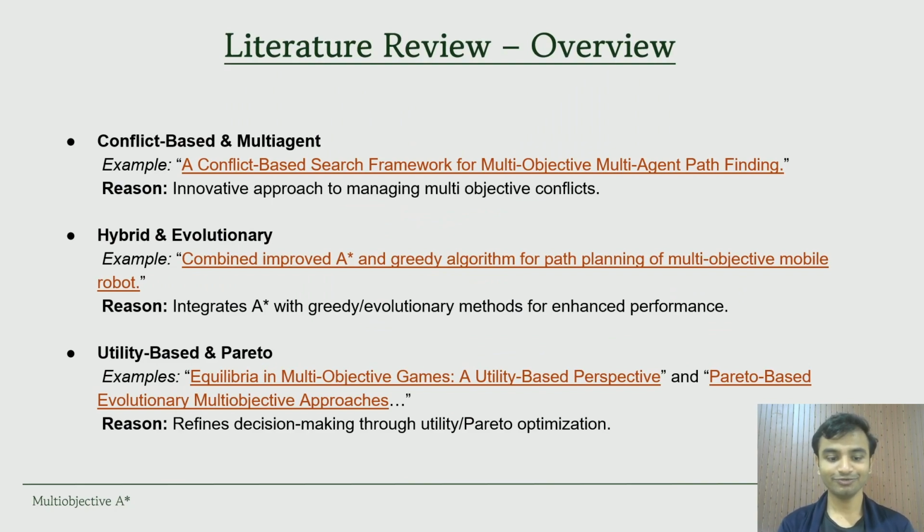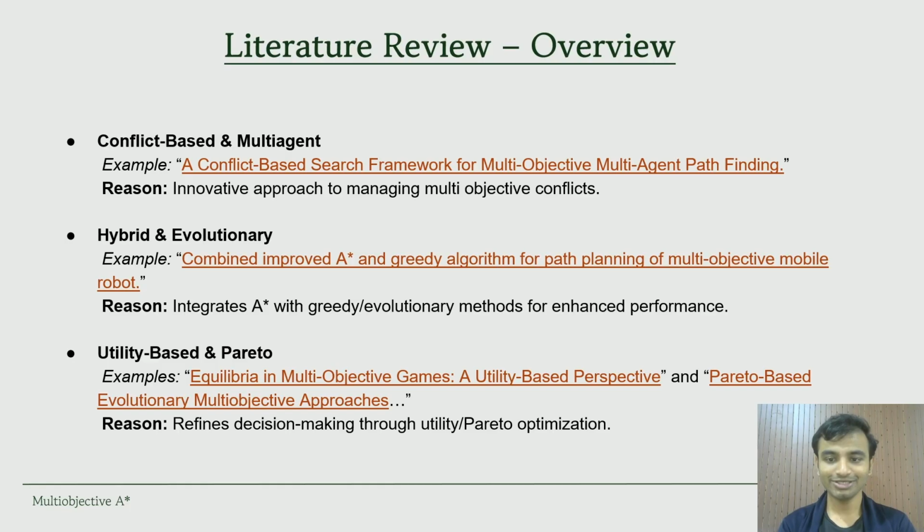In the literature review, we reviewed 15 papers, and we categorized those papers in 3 brackets. First one is conflict-based and multi-agent. In the conflict-based and multi-agent category, we managed the multi-agent objective for the conflicts of the different multi-objective A-star models. Then there is the second one, which is the hybrid evolutionary model. In the hybrid evolutionary model, there is A star and grid evolutionary that we combine to enhance the performance of the multi-objective A star.